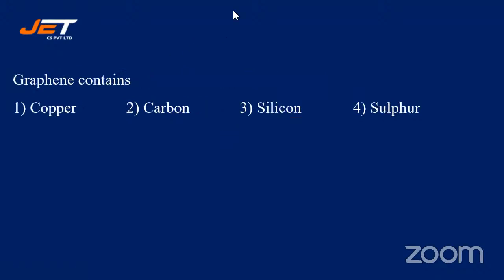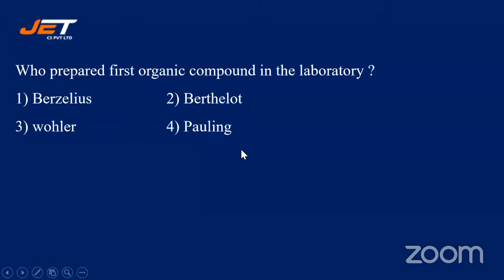Graphene contains copper, carbon, silicon, sulfur. Very good. Preetika, please check. Graphene contains. It is carbon. It is not copper. It is carbon. Yes. Let us move to the next question.